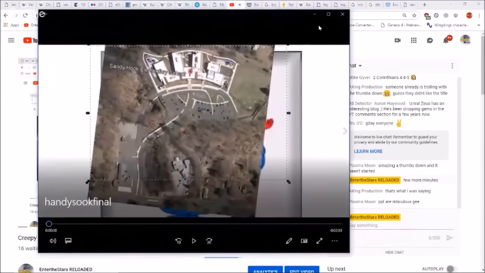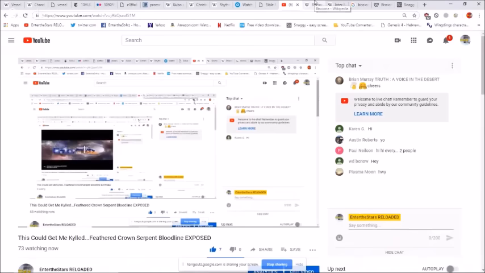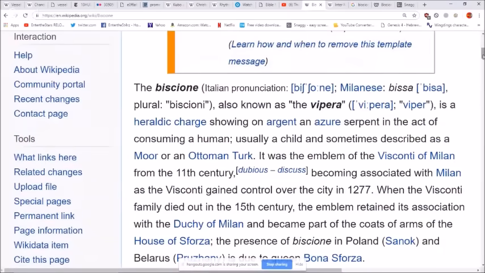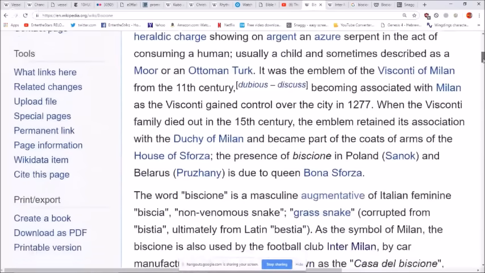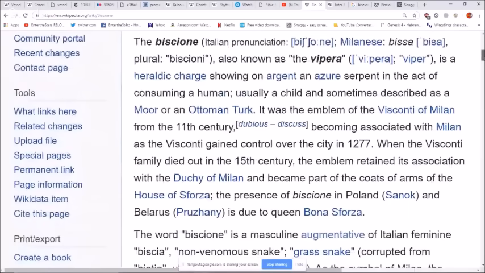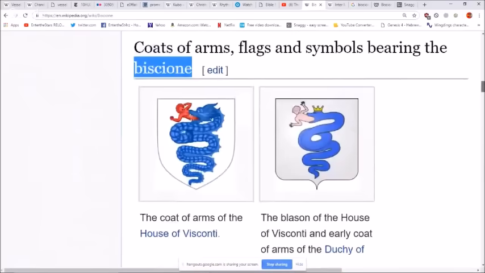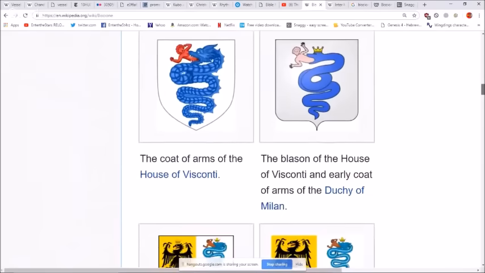So I put together this overlay image of the school by going over the Bisconi archetype. Here's the word. Okay, this means the viper, and it's used on heraldic labels and things for different family names. Now, there's something about this, and I'm going to basically scroll down to the images of what this symbol is before I show you where I found this symbol. This is it here. It is a serpent depicted with a crown on its head, consuming a child.